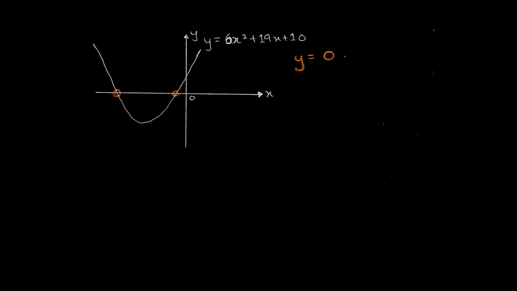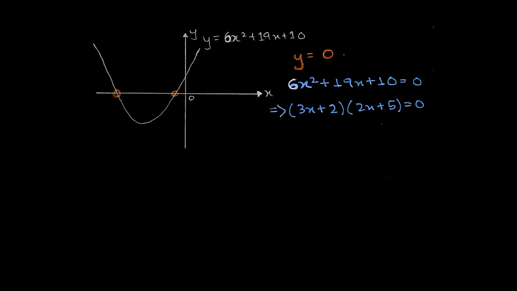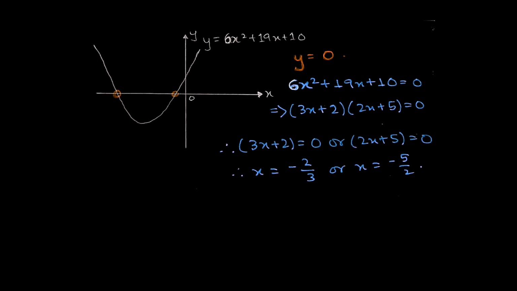Now, let us solve the equation. We already know that solving an equation means that we need to find the value of x where the curve cuts the x-axis, or where y is equal to 0. Now we'll equate 6x squared plus 19x plus 10 to 0. Since we can express it in the factorized form, we can write (3x plus 2)(2x plus 5) equals 0. Since we have found the factors, we can individually equate the factors to 0 to find out the points at which it cuts the x-axis, which are known as the roots of the equation.